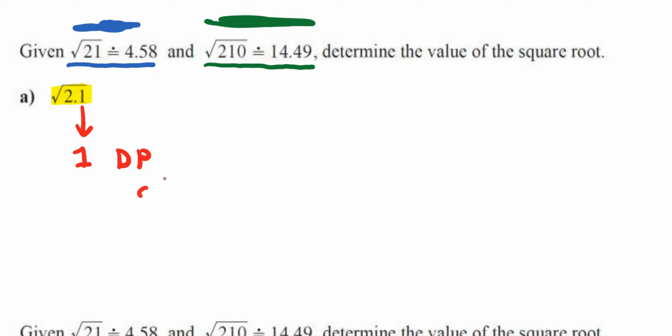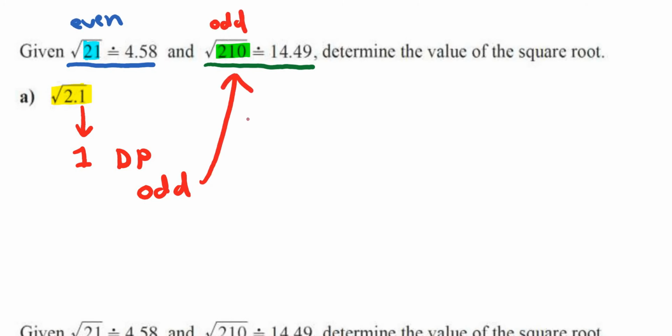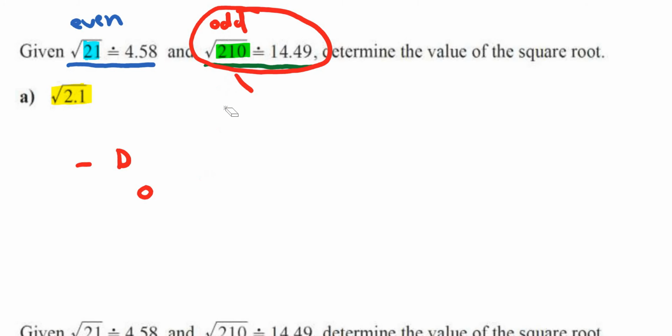1 represents an odd number, right? When I look at my blue expression, 21, I have 2 digits, so this is your even situation. Over here I have 3 digits, so this is your odd situation. You want to match odd with odd. So for the square root of 2.1, since you have 1 decimal place, and 1 is an odd number, you want to use this approximation to help you.